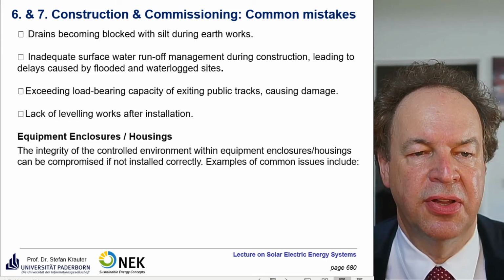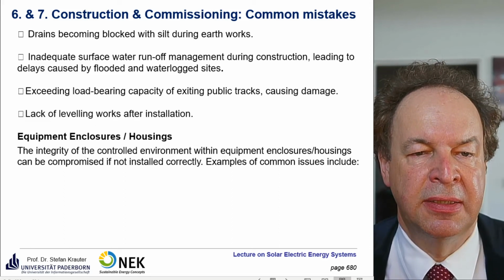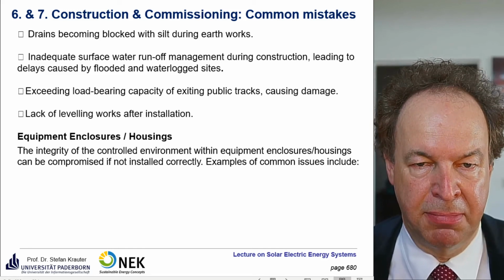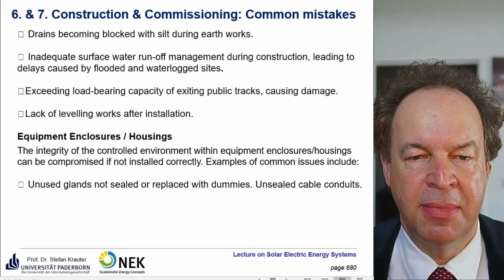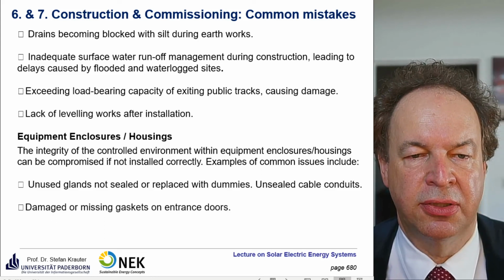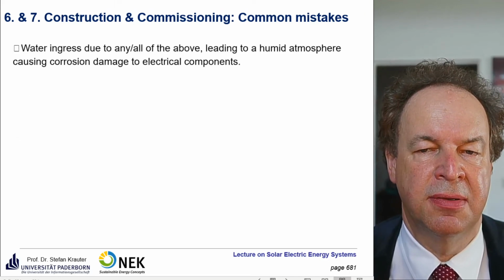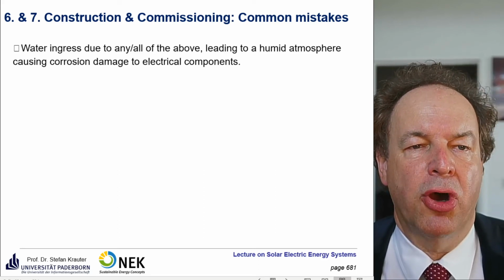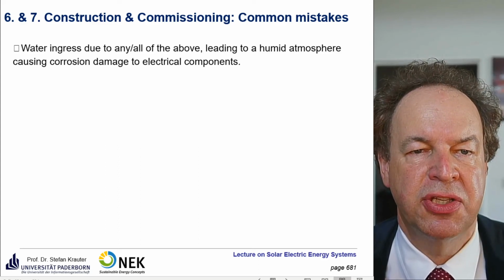The integrity of the controlled environment within equipment enclosures or housings can be compromised if not installed correctly. Examples of common issues include unused glands not sealed or replaced with dummies, unsealable cable conduits, damaged or missing gaskets on entrance doors, unsealable cable trenches leading to the inverter housing, so the inverter can even be flooded or filled with dust through these cable tubes. Water ingress due to any of the above leads to a humid atmosphere causing corrosion damage to electrical components.